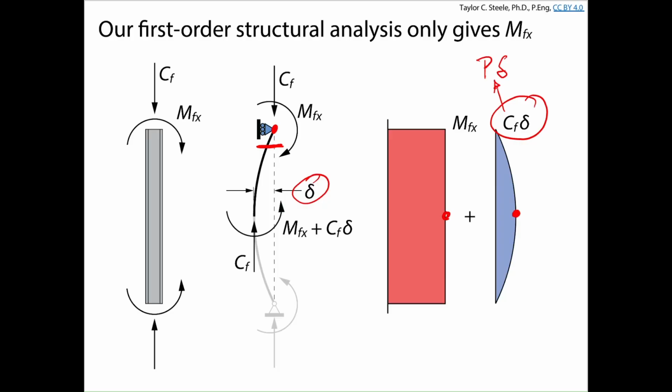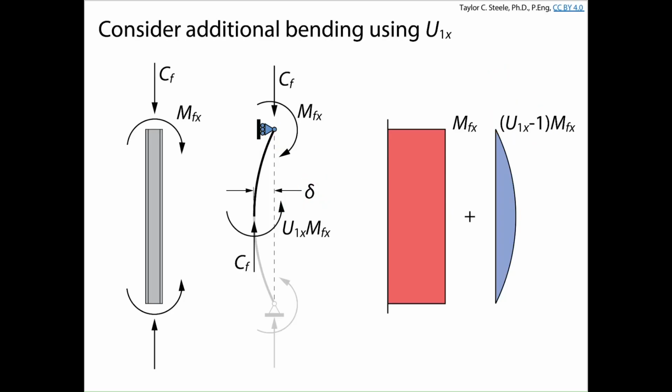And we could do a very advanced analysis, or we could try and simplify things a little bit to make our lives a little bit easier. What we're going to do is we're going to say MFX plus CF delta, we're going to rewrite that as some amplification factor, U1x times MFX. Okay, so we're trying to replace the additional moment with an amplification factor that's going to be bigger than 1. And in that case, the additional moment here is just whatever U1 minus 1 is times MFX. And so we've just replaced CF delta with U1 minus 1 times MFX.